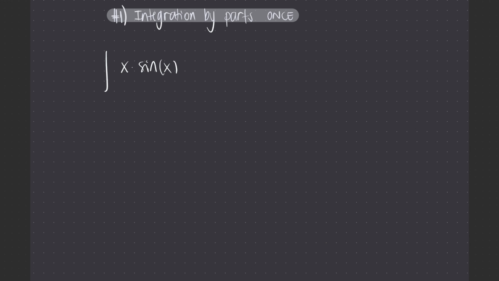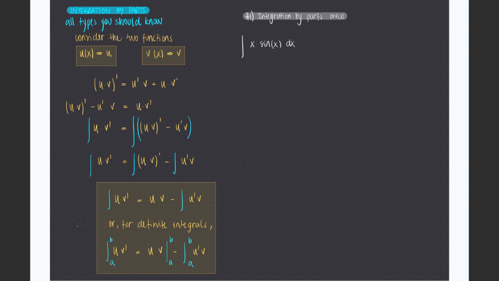We're going to start with integration by parts once, when we only need to use integration by parts once. The integral that we have is the following: the integral of x times sine of x dx. So, a simple example. One thing that you need to establish here, let me use this as an example, this integral of u times v prime equal to uv minus the integral of u prime v, given that we're switching this for this, which hopefully is simpler.